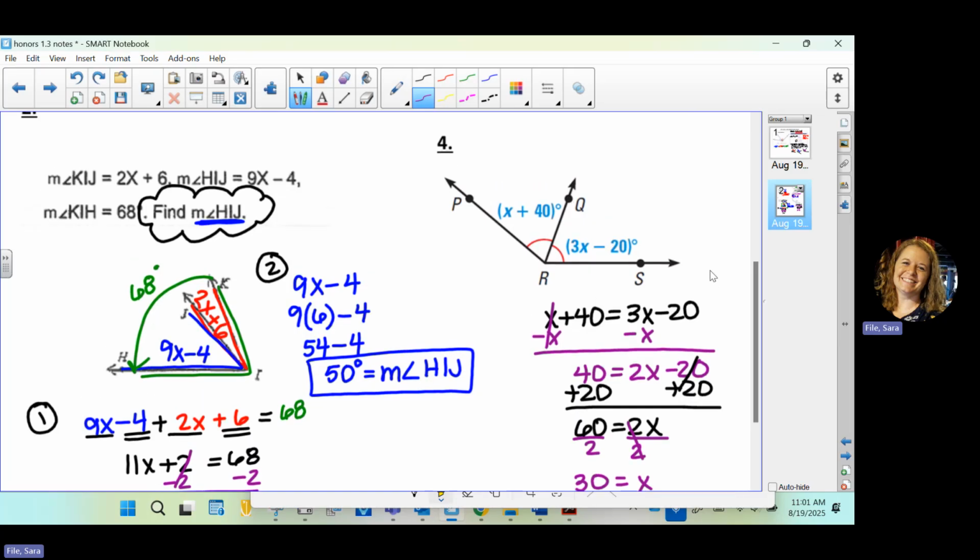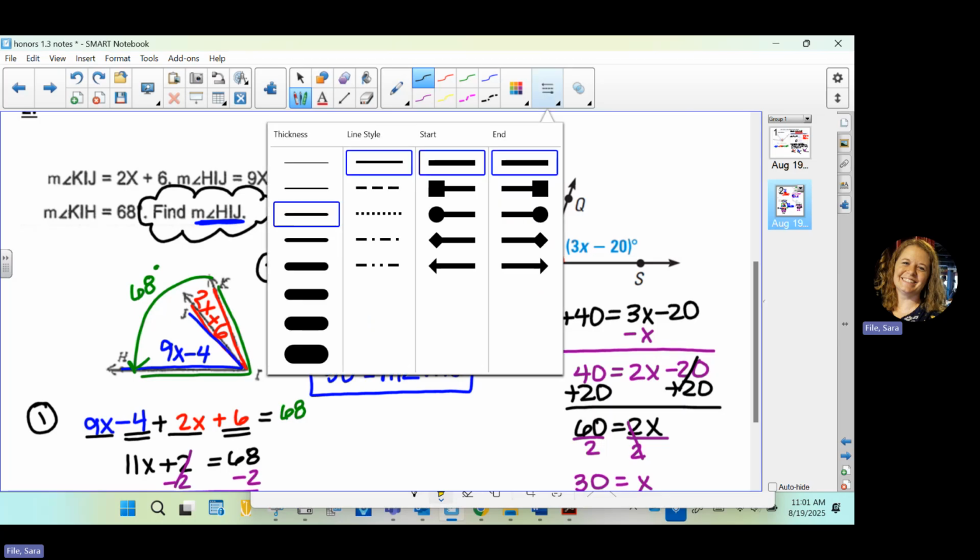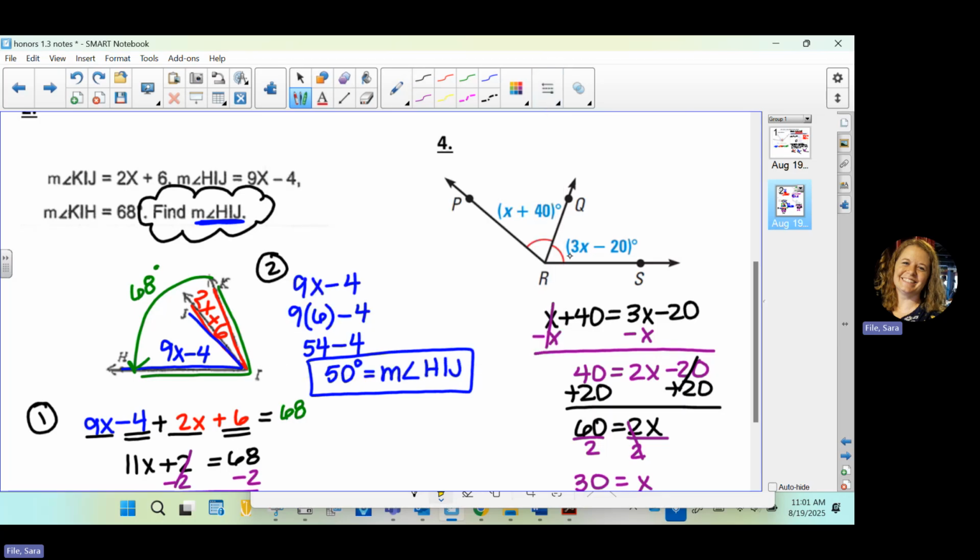Okay, so let's go ahead and take that 30 and plug it back in up here. Does it matter which one of these I plug it into? No. It's a good idea to plug it into both because that's a way of self-checking. If you get the same answer for both, then you did it correctly because they're supposed to be equal. If I plug in a 30, 30 plus 40 is 70, so this angle should be 70. Does this come out the same? 30 times 3 is 90 minus 20, also 70.